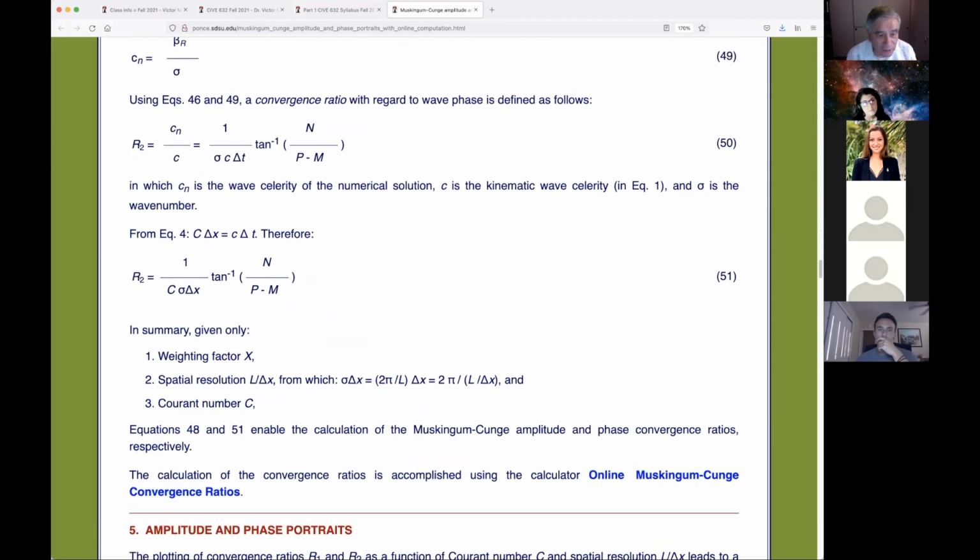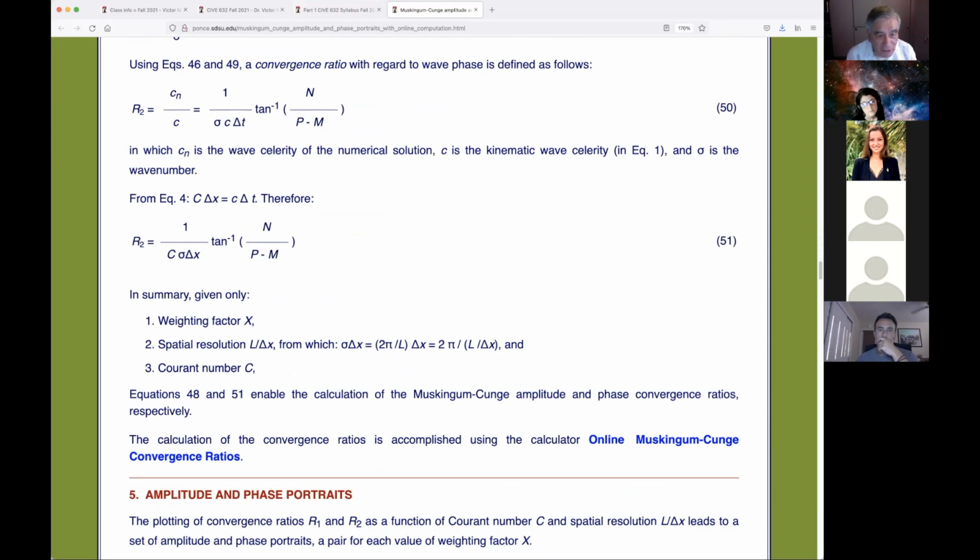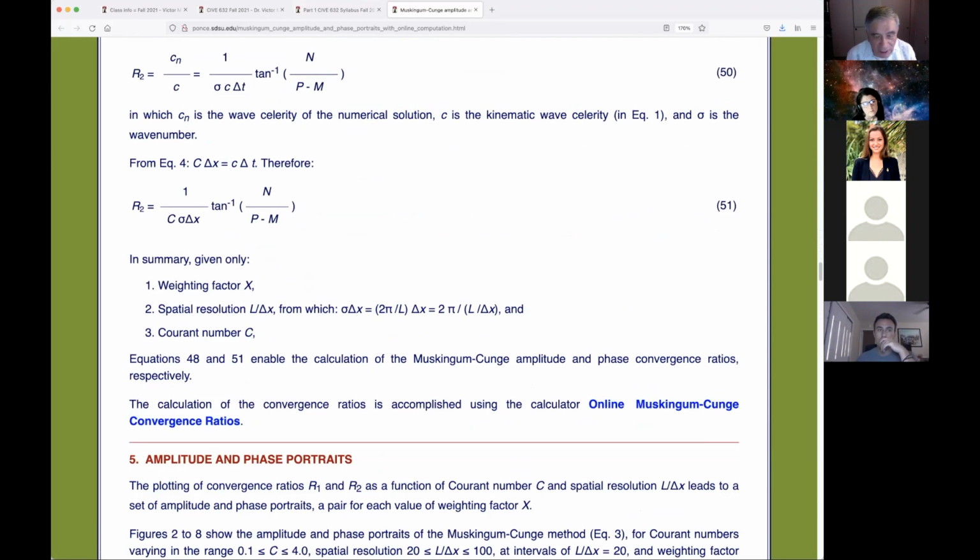R1 and R2. Okay, in summary, given only the weighting factor, spatial resolution, and Courant number, equations 48 and 51 enable the calculation of the Muskingum-Cunge amplitude and phase portraits convergence ratios. The calculations using the calculator. Okay, what is an amplitude and phase portrait? Well, I'll show them to you graphically.